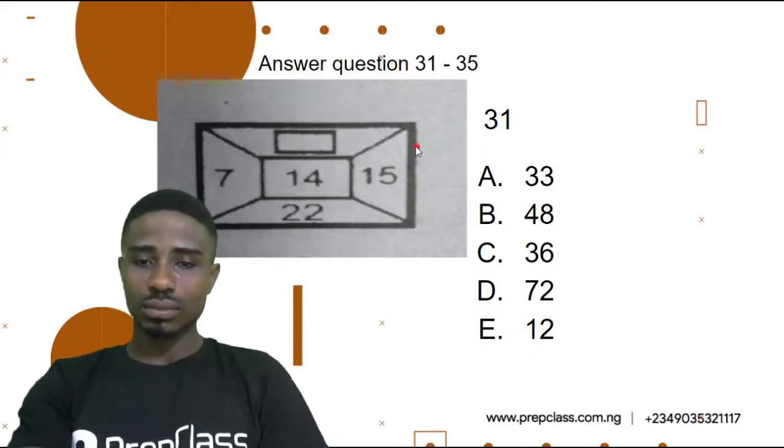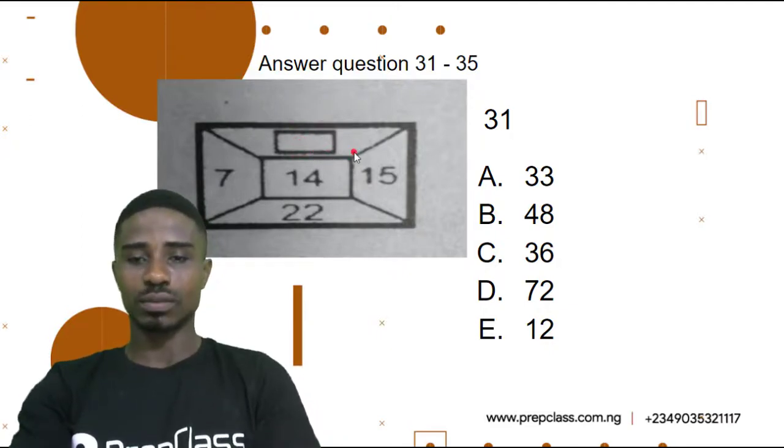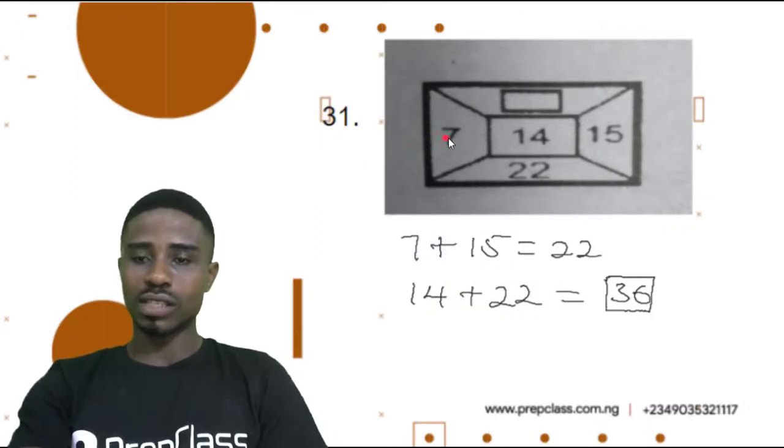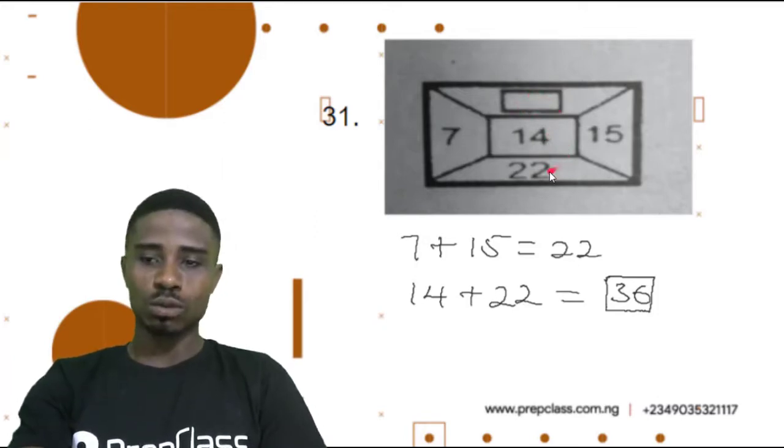Question 31. We have 7, 14, 15, 22. So we've been asked to find this empty space. So let's see how to get this done. So just as I understood from the sample, I'll be applying it here. I'll say 7 plus 15, that's 22. That's correct. Then 22 plus 14, that'll be equal to 36. And 36 minus 14 is equal to 22.